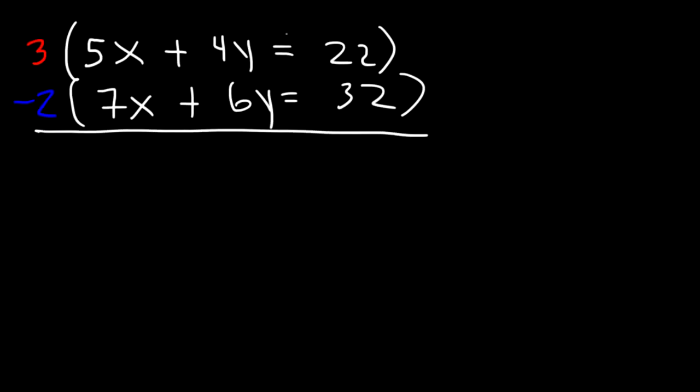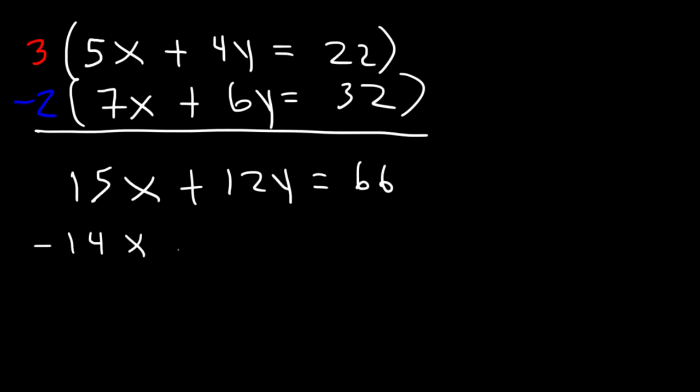So everything in the first equation we need to multiply by 3. So 3 times 5x is 15x. 3 times 4y is 12y. And 3 times 22 is 66. Now let's multiply everything in the second equation by negative 2. Negative 2 times 7x is negative 14x. Negative 2 times 6y is negative 12y. And negative 2 times 32 is negative 64.